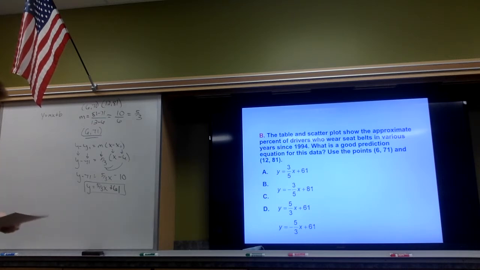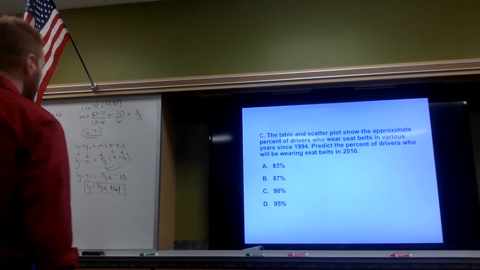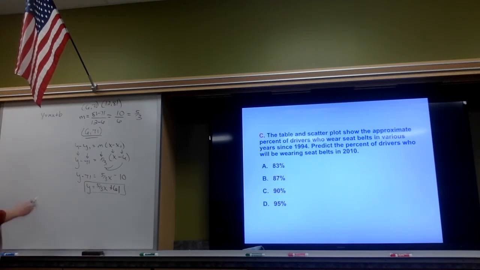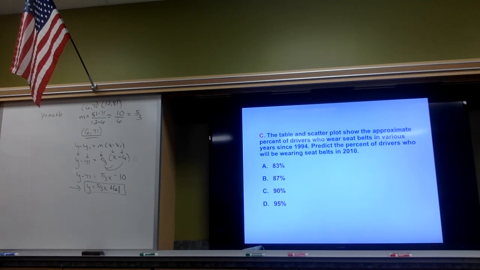All right. Doing pretty good so far. Let's keep going. Using this prediction equation, predict the percent of drivers who are wearing seatbelts in 2010. So we're going to use our own equation to figure this out and see what percent we get. All right, let's try it out then. From 1994 to 2010, I think that's 16 years. So it's 16 years.